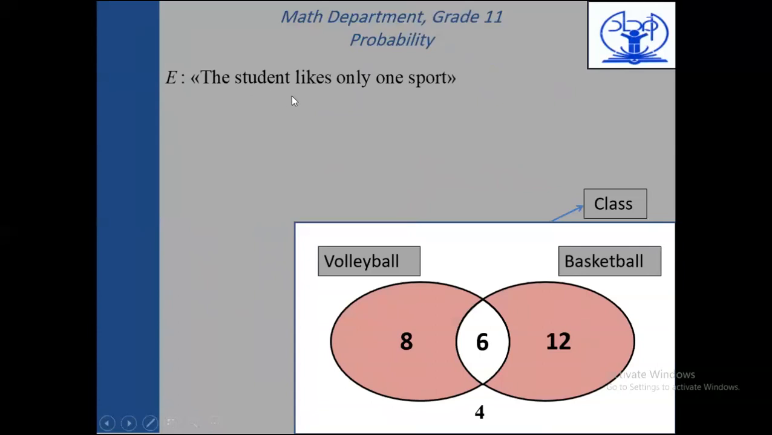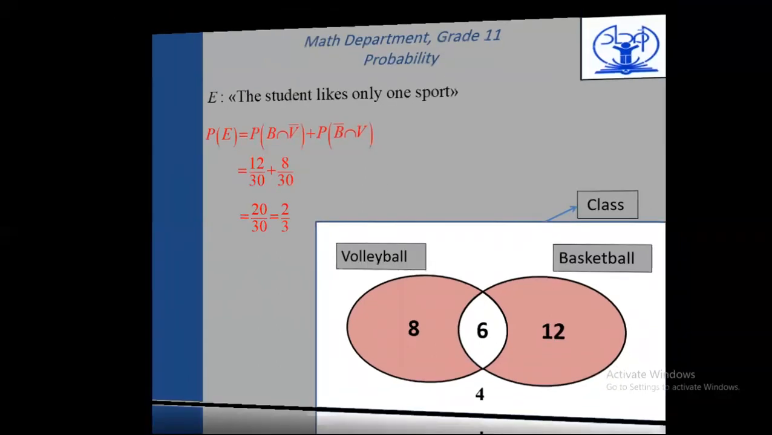Now, what is the probability that the student likes only one sport? The regions in the Venn diagram where the students like exactly one sport will be these 8 and those 12. So these 6 should not be accepted because these 6 like 2 sports at the same time, and I want exactly one sport. So that's basketball but not volleyball, or volleyball but not basketball, and it's clear again on the Venn diagram. You don't need, by the way, to write this notation. You can go directly to the answer, which is 12 over 30 plus 8 over 30, which is 20 over 30, which is 2/3.